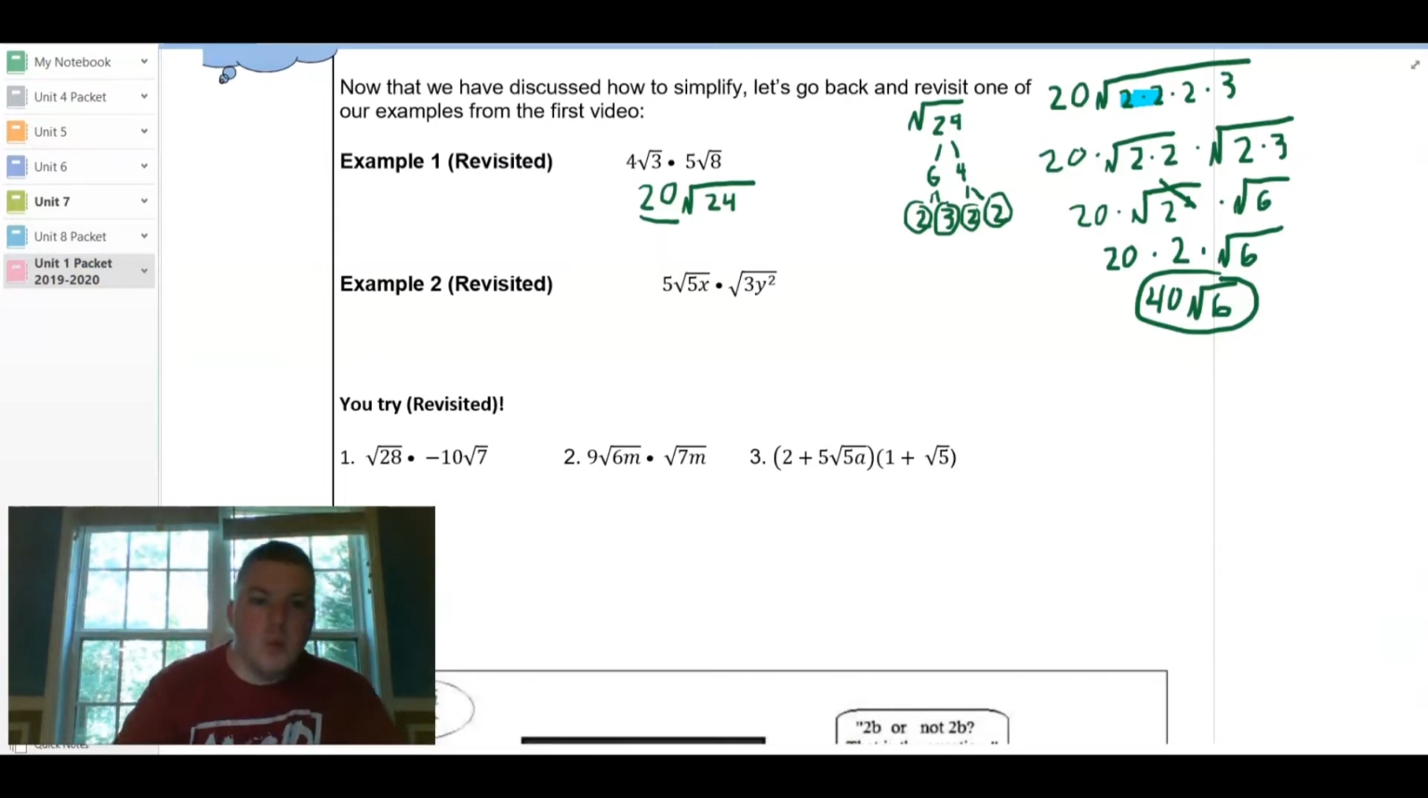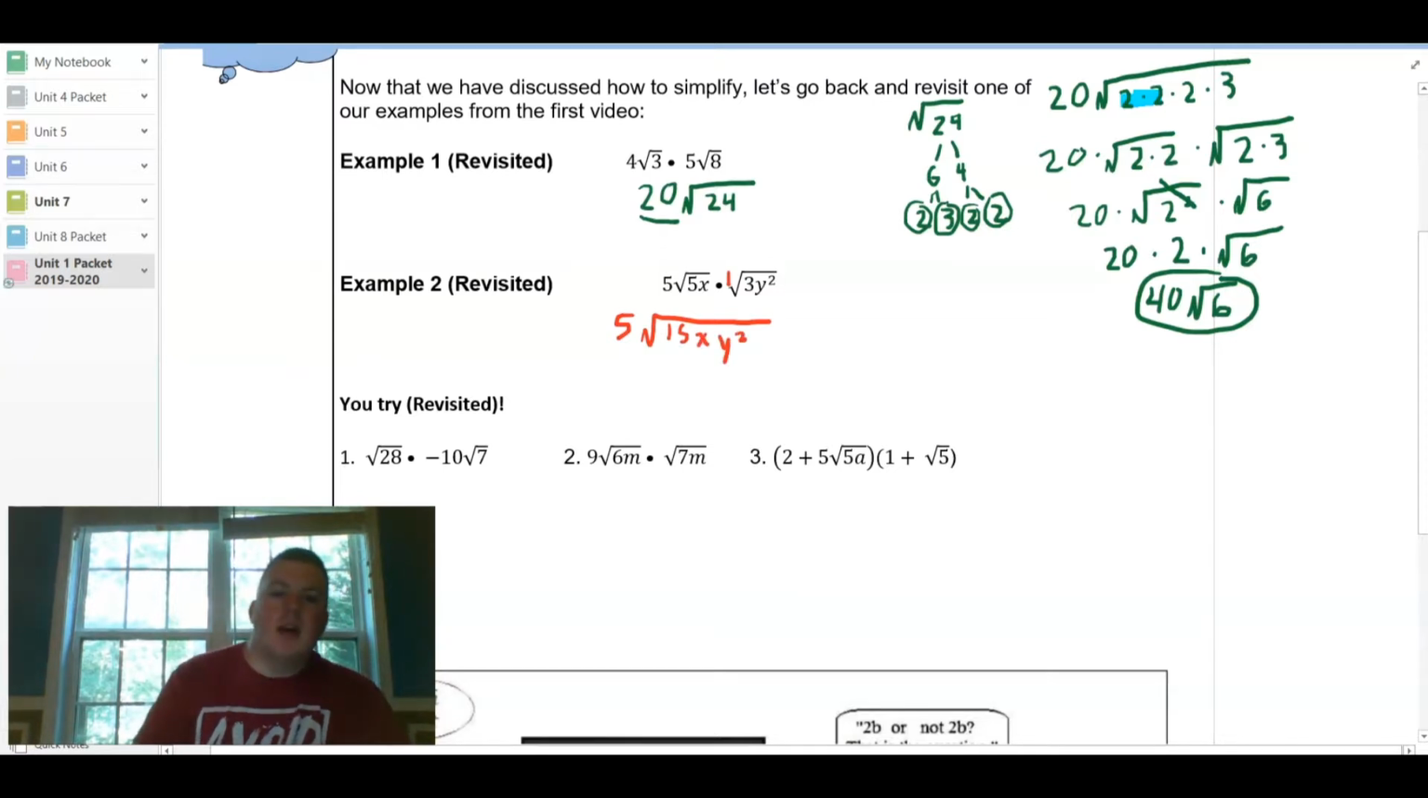Alright, one more example to revisit. And we're going to multiply this out the same way. So we have 5 times 1, which is 5. And then we have 5 times 3 is 15. We have x, and we have y squared. Alright, so again, we are going to leave that 5 out front, but we want to do a factor tree for 15x y squared.